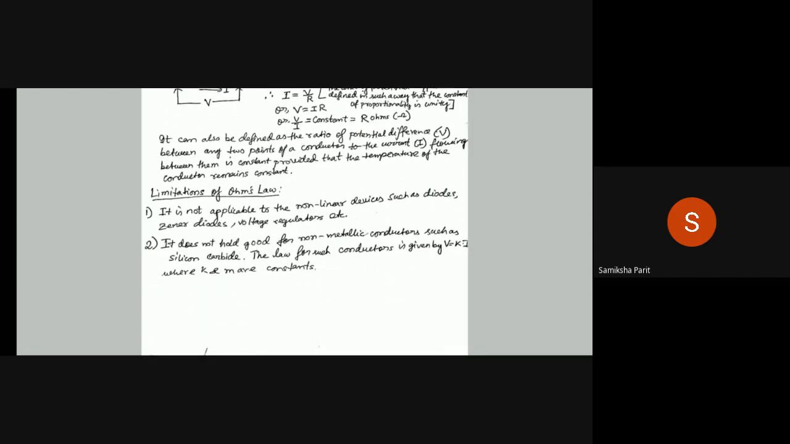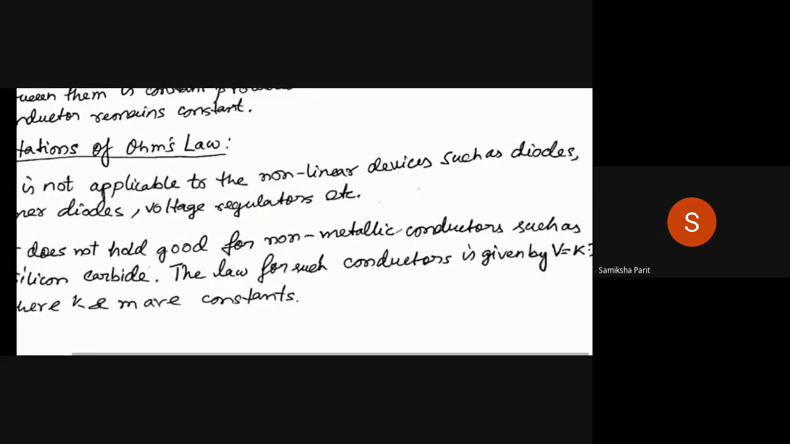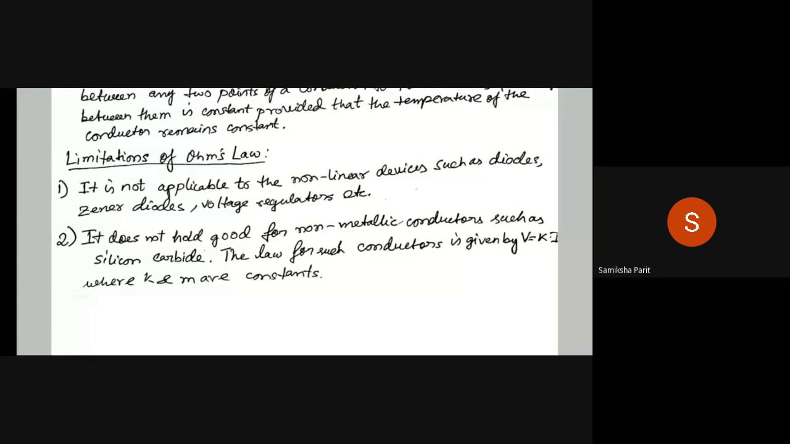Ohm's law has certain limitations also, and the limitations also come along with the statement in the exam when they ask you about Ohm's law. Definitely, the limitations are also coming with it. So, limitations of Ohm's law: it is not applicable to non-linear devices like diodes, Zener diodes, voltage regulators, etc.